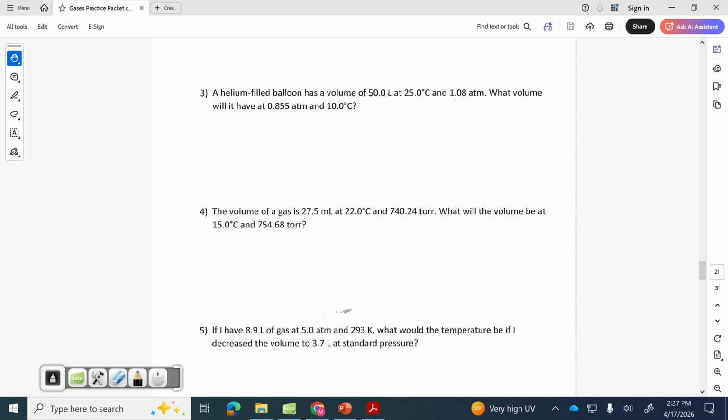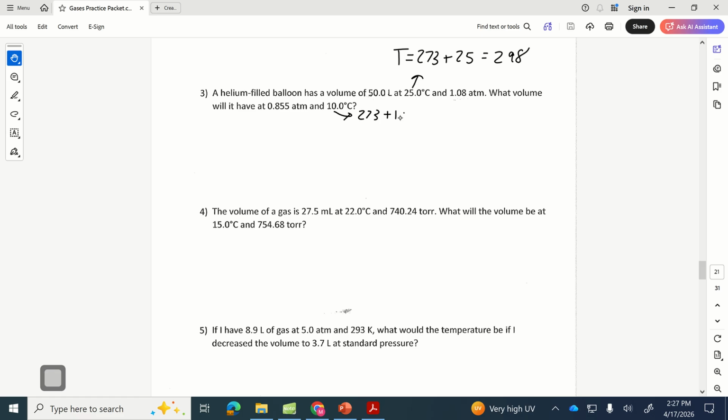A helium-filled balloon has a volume of 50 at 25 degrees and 1.08 atm. What volume will it have at 0.855 atm and 10 degrees Celsius? So I'm going to take this a different way. I'm going to get the temperatures first. So 273 plus 25 is 298. And then 10 degrees would be 273 plus 10, so that would be 283. All these numbers go together.